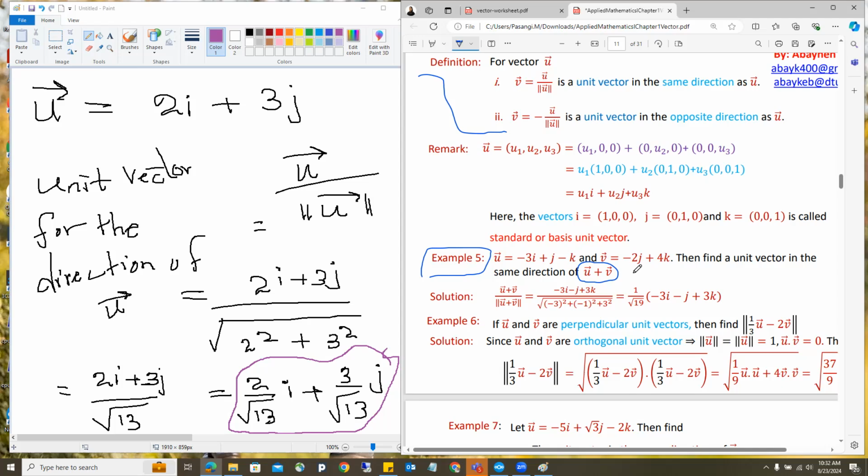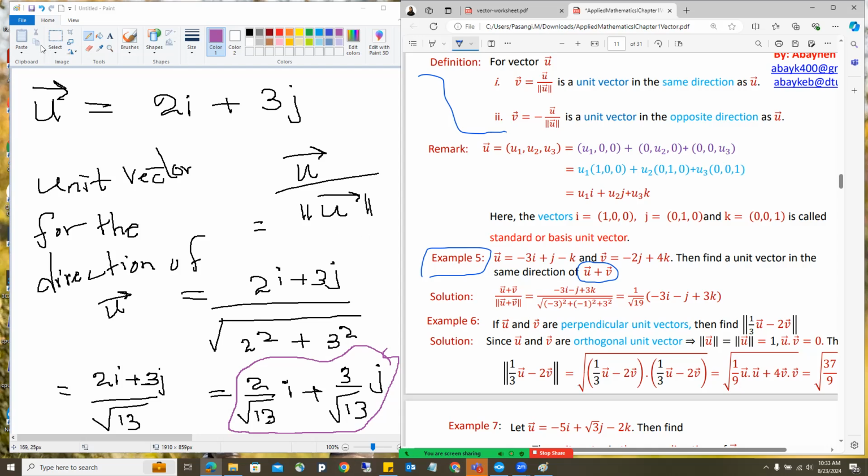Okay, done? Did you get the given solution? That is minus 3i minus j plus 3k divided by the square root of 19. The square root of 19 is the magnitude of vector u plus vector v, to get the unit vector. It's clear, right? Were you able to figure it out, or do I need to do this one?